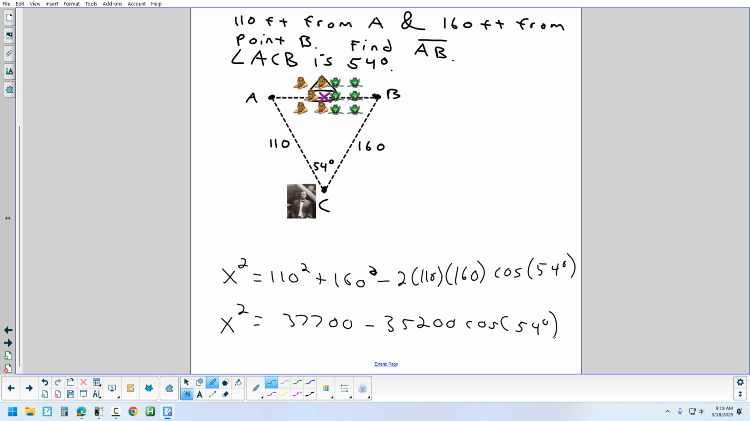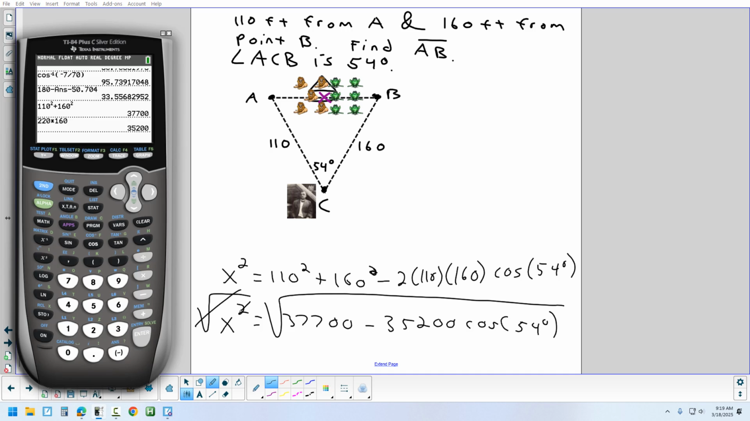So now, what's my last step? This is what I'm going to put in on the calculator. Square root. I'm going to square root both sides. And that is the distance between points A and B. So it's the square root of 37,700 minus 35,200 cosine 54. Just like that. All right, so that gives us a distance between the two houses of 130.42 feet.